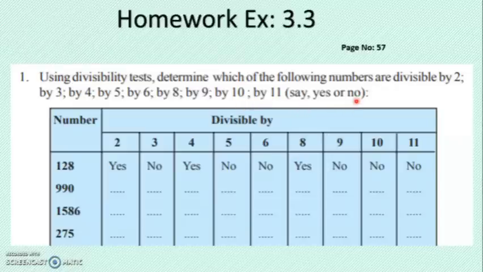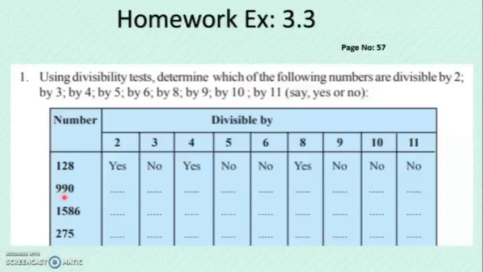Say yes or no. If it is divisible, you have to write yes. If it is not, then you have to write no. Okay, the first one I will show for you. Here the full table is not given, students. Only half is given. On page number 57, you will get this full table and you have to write the answers in all the spaces given.